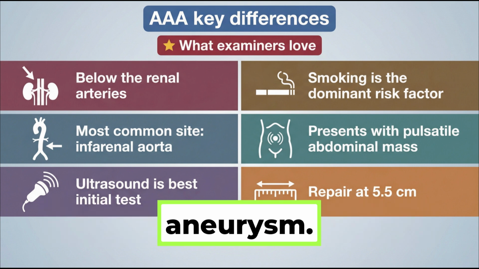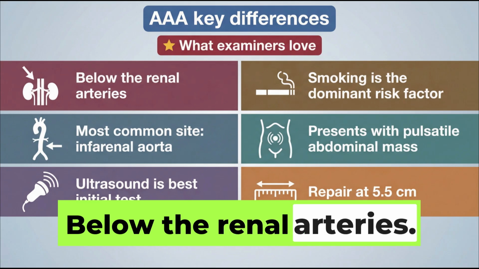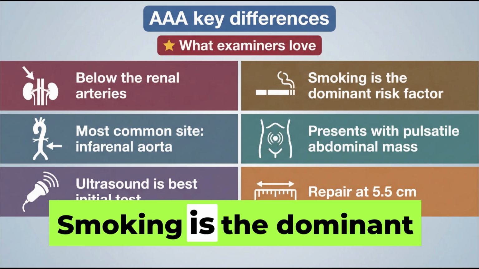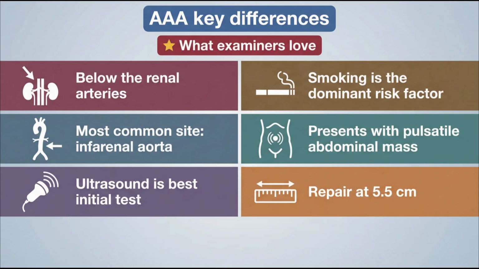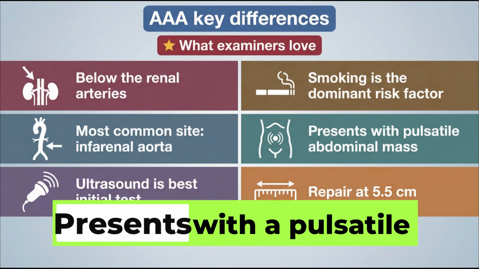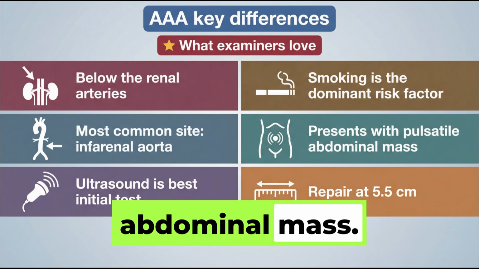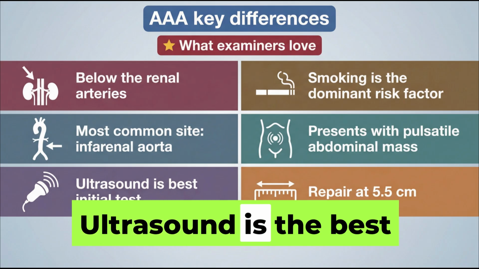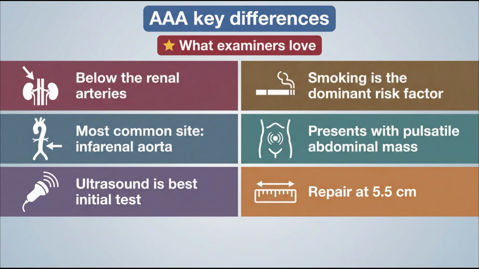Abdominal aortic aneurysm, below the renal arteries. Smoking is the dominant risk factor. Most common site is the infrarenal aorta. Presents with a pulsatile abdominal mass. Ultrasound is the best initial test. Repair at 5.5 centimeters.